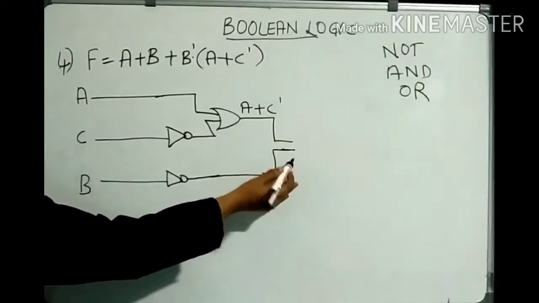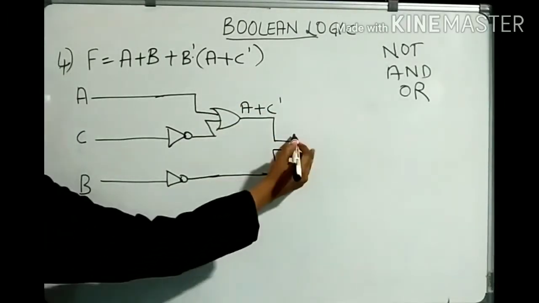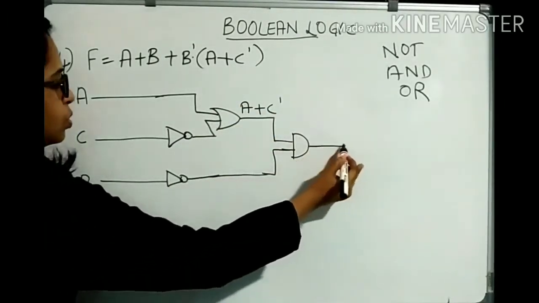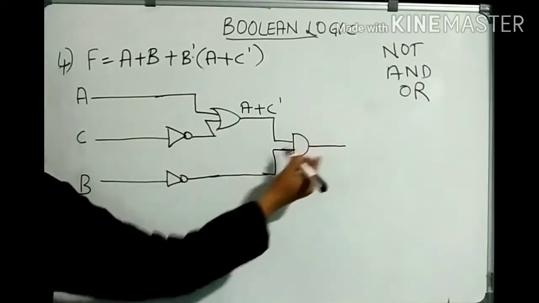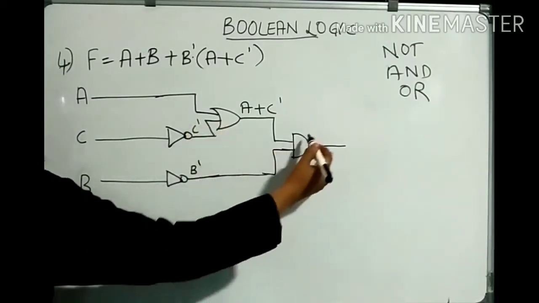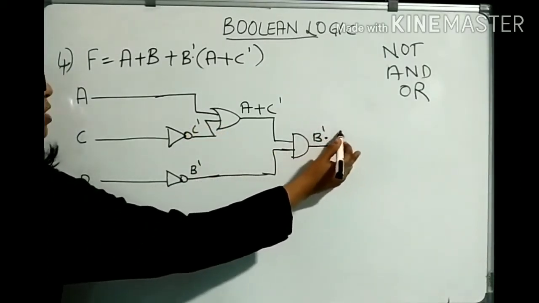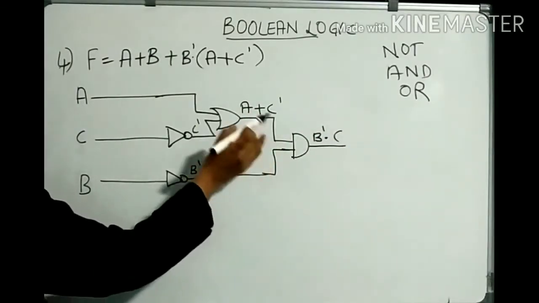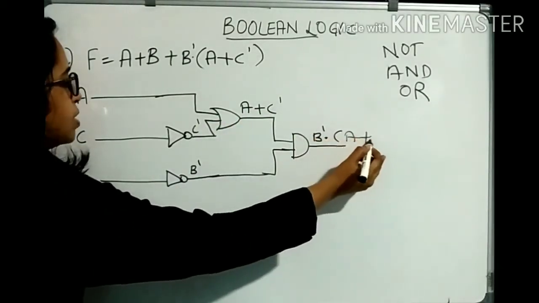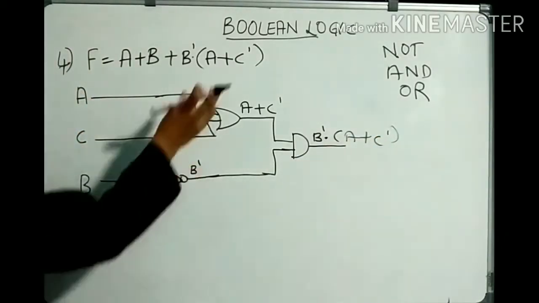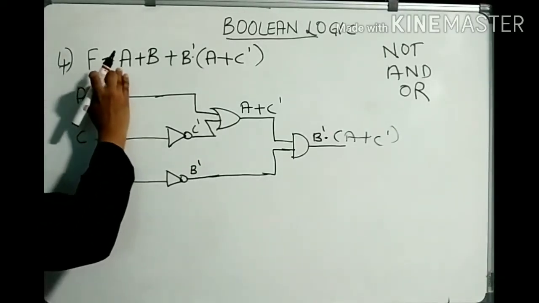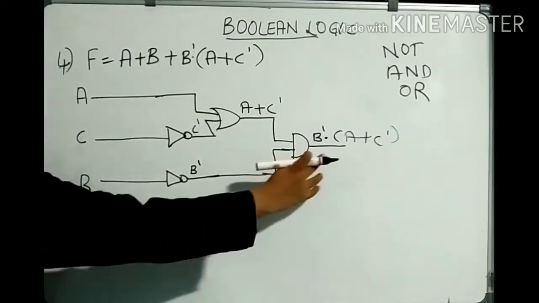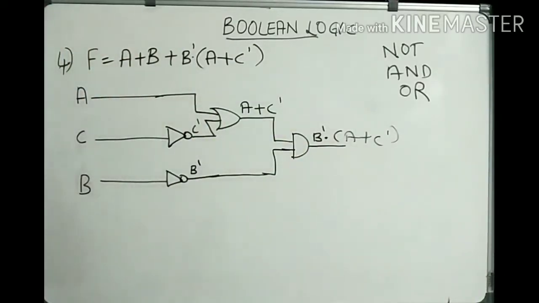What is happening to these two things? This is being ANDed. What will be the output from here? It will be B dash, because this is B dash, and this is C dash. What is being ANDed with B dash? A plus C dash. So that thing is over. Now there are no other AND operations, so we will move on to OR operations. A and B are being ORed with this thing. Let us see how it is done.